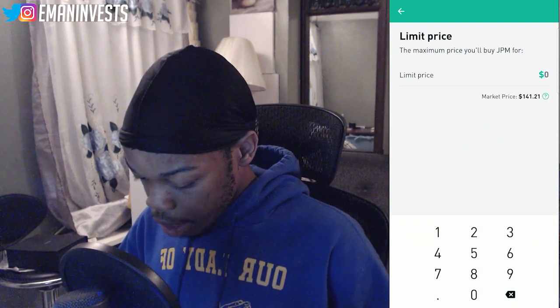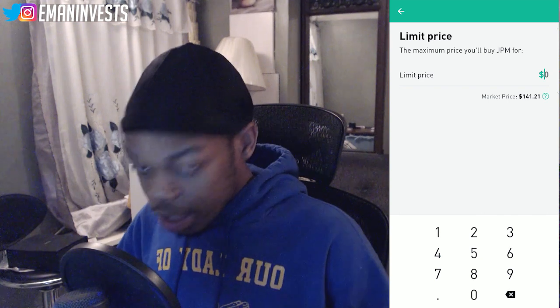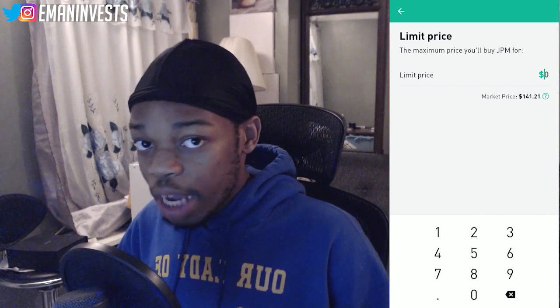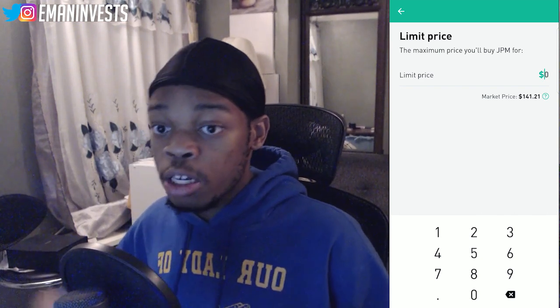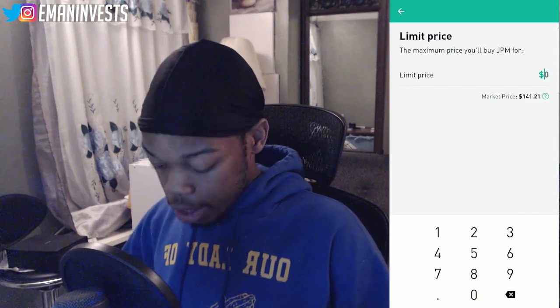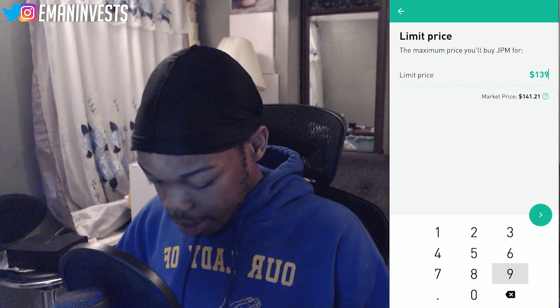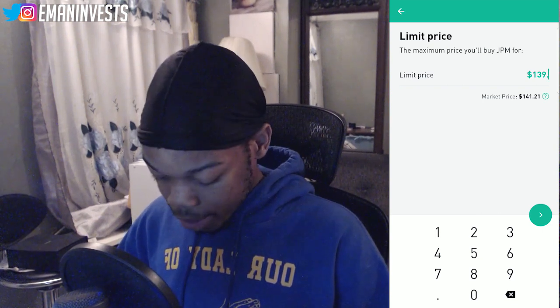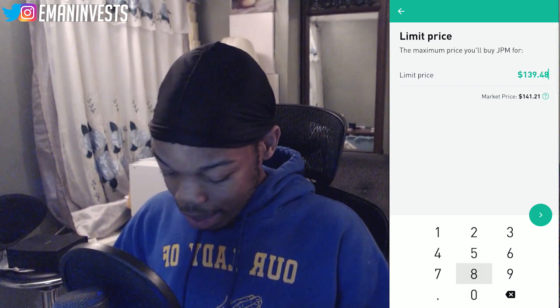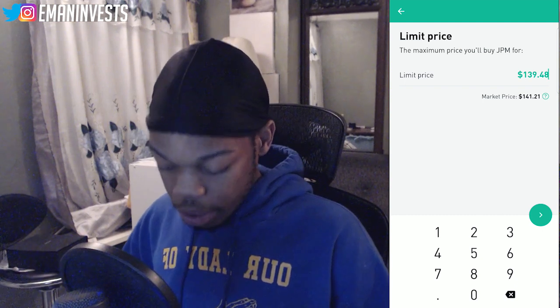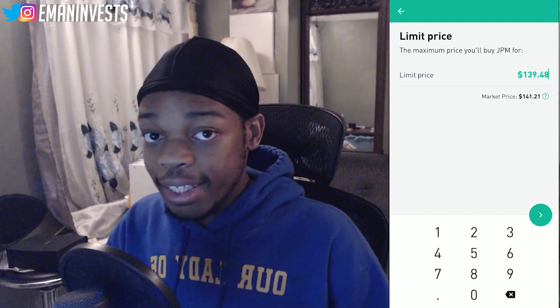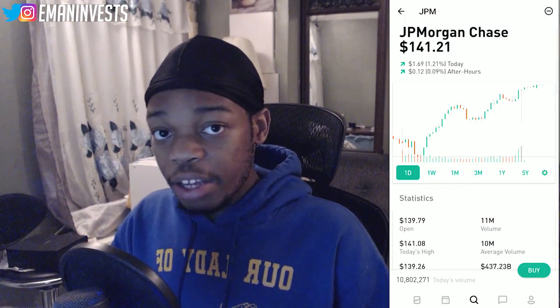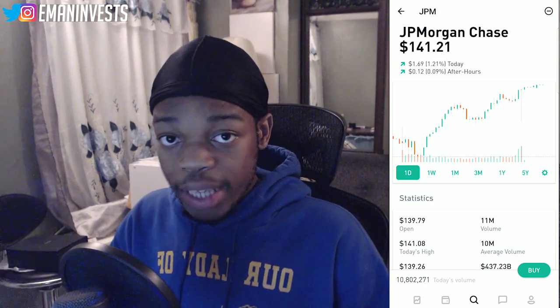So click continue. It takes you to this new screen. So let's say I want to buy JP Morgan when it goes back to $139. I would type in $139 and you can type in the specific cents or the specific price. So maybe 48 cents. And then you click this green arrow. And then after that, it executes the order. And by doing that, you can buy a stock at the price that you want.